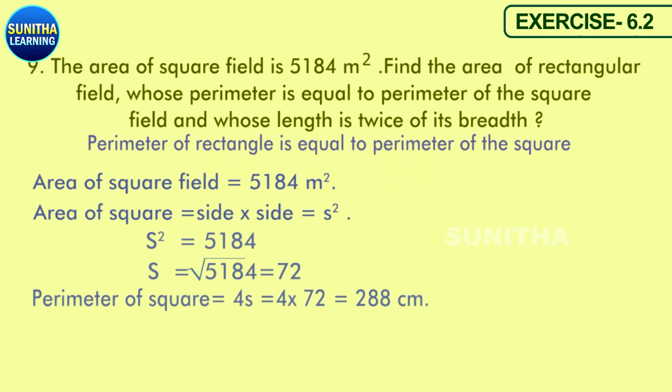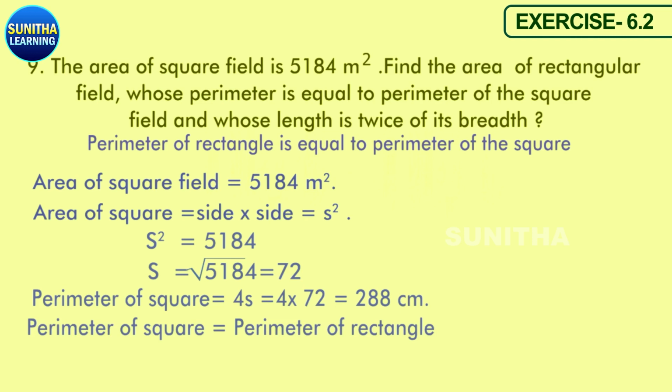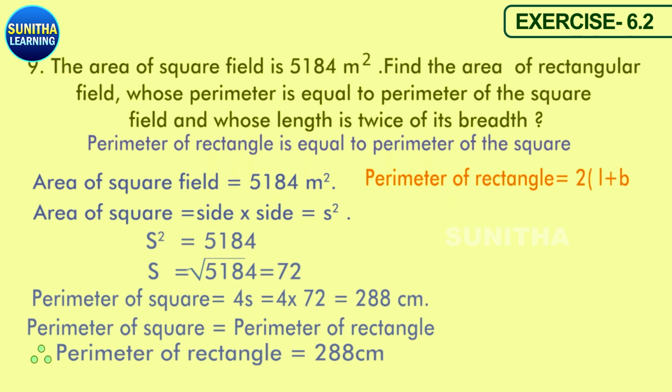According to the condition given in the question, the perimeter of the square is equal to the perimeter of the rectangle. Therefore, the perimeter of the rectangle also will become 288 centimeters. Now write the formula of the perimeter of a rectangle: 2 of L plus B is equal to 288.